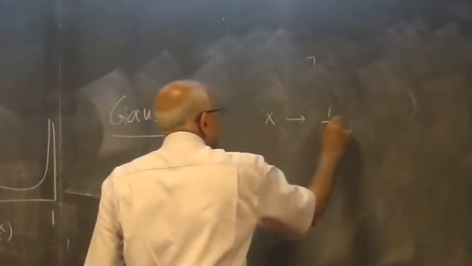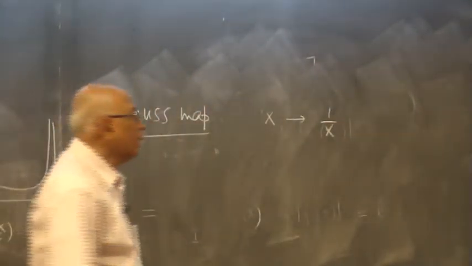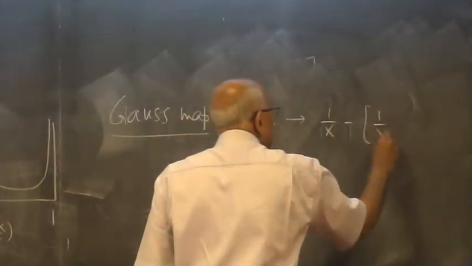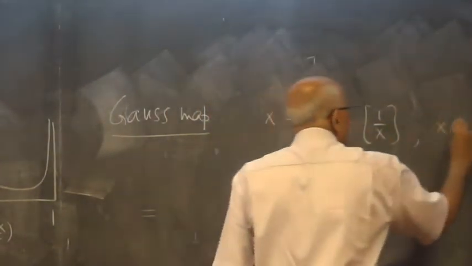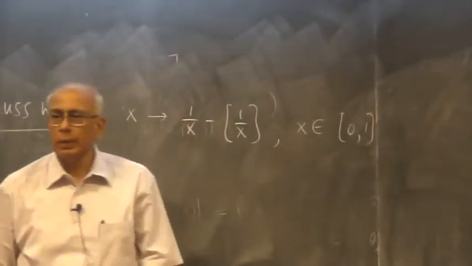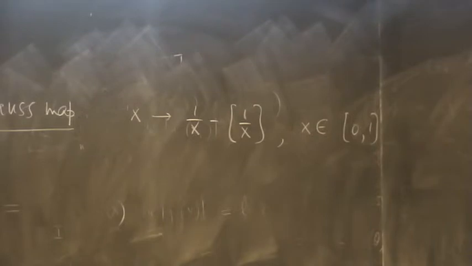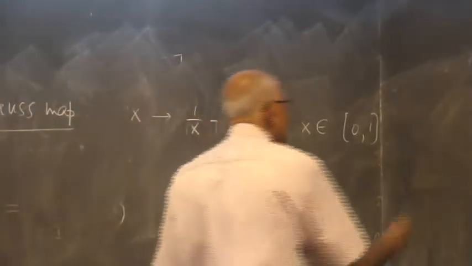Take its reciprocal, 1 over x. That's of course bigger than 1. And subtract from it the integer part. So take a number, take its reciprocal, subtract the integer. Keep repeatedly doing this. And then ask what sort of map do I get, what kind of fixed point, what kind of iteration, and so on. It's a chaotic map.